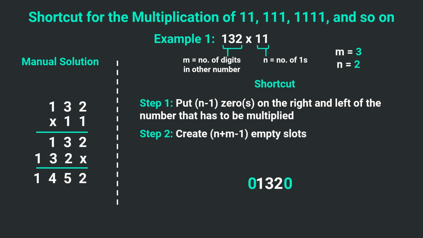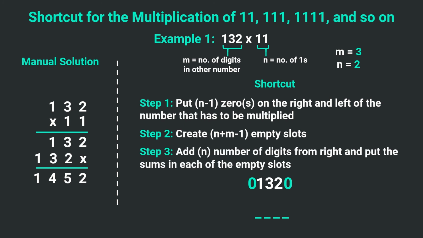Now, according to the second step, we have to create n plus m minus 1 empty slots. That means 3 plus 2 minus 1, that is 4. So we have to create 4 empty slots below the number. According to the third step, we have to add n digits at a time from the right and put the sum in each of the empty slots. Here n is 2, so we have to add every two numbers from the right and put the sum in the empty slots below.